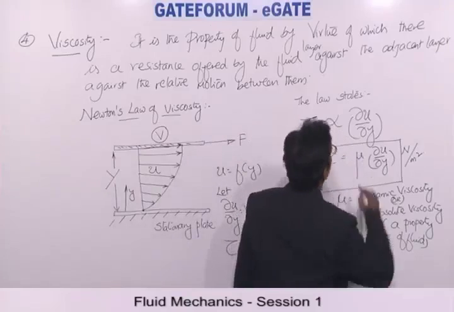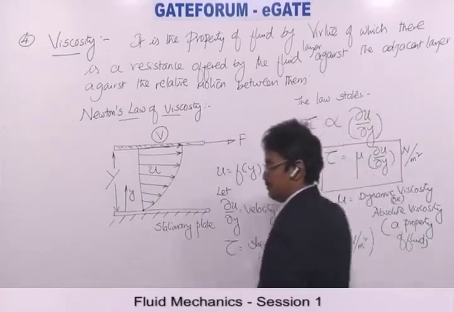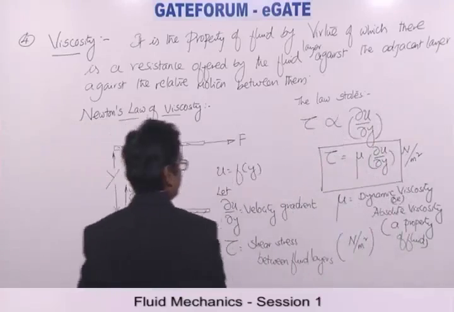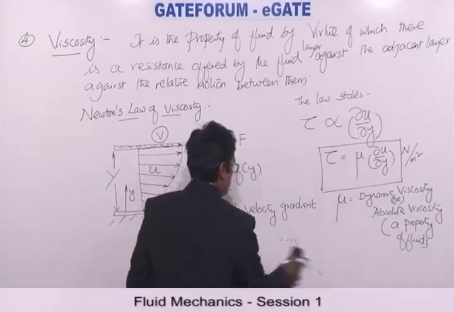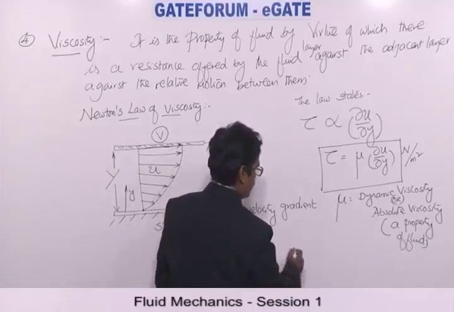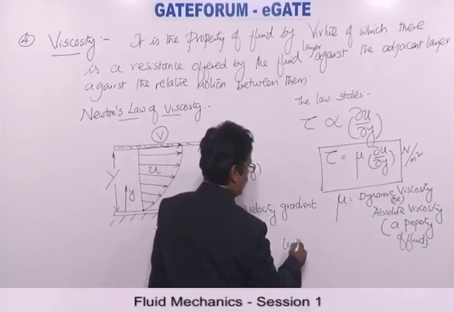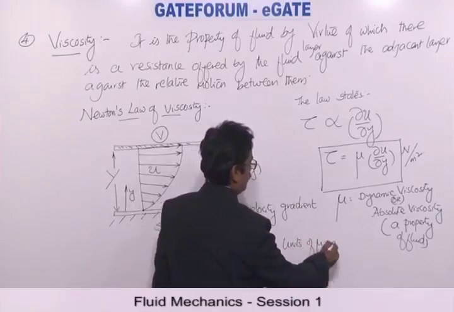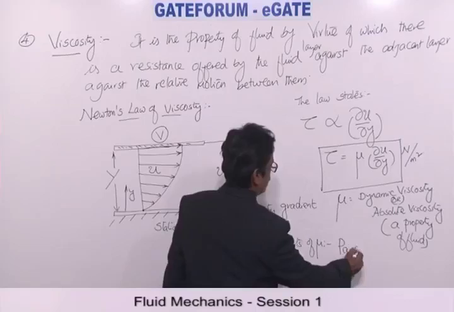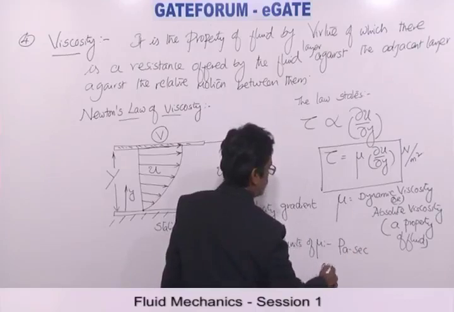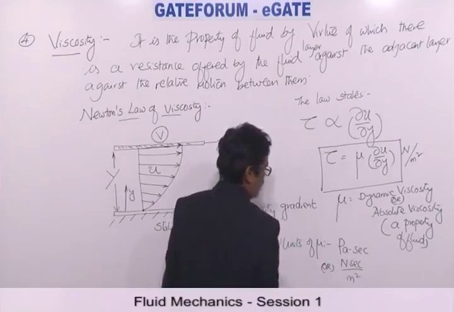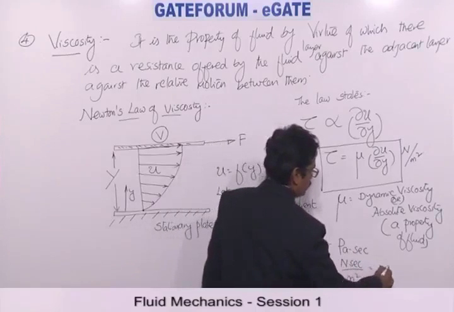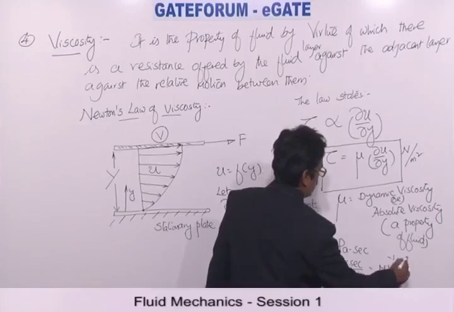Mu is measured in, I am writing the units of mu here. Shear stress is measured in pascals or Newton per meter square. Units of mu are Pascal second, or we can also call it Newton second per meter square, having a dimensional formula of ML^-1 T^-1.